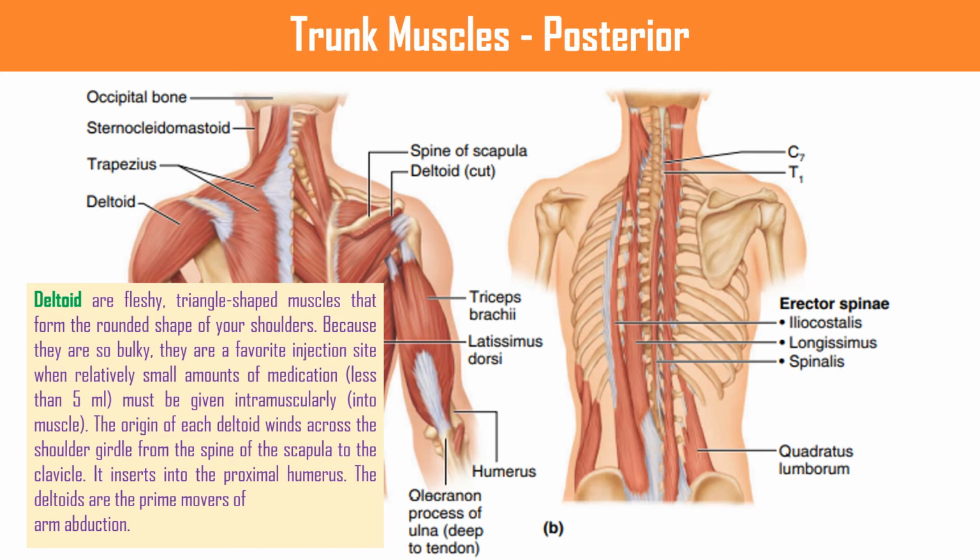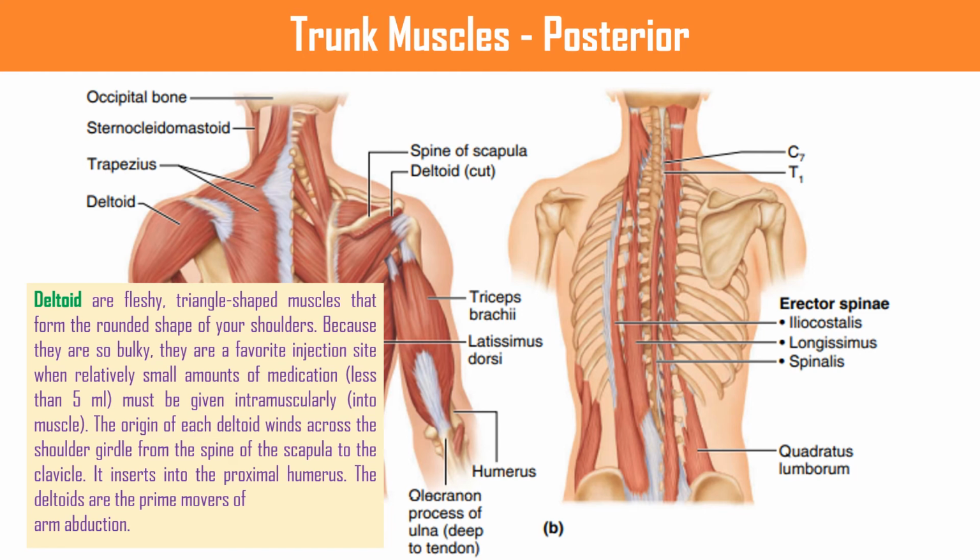Then we have deltoid muscles. Deltoids are fleshy, triangle-shaped muscles that form the rounded shape of your shoulder. Because they are so bulky, they are a favorite injection site when a relatively small amount of medication, less than 5 ml, must be given intramuscularly.